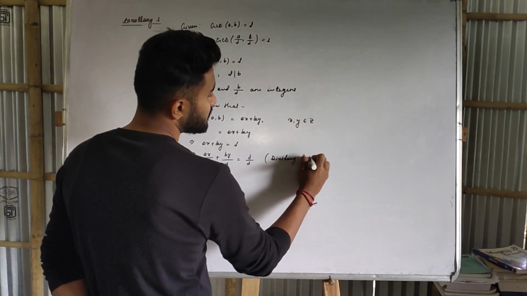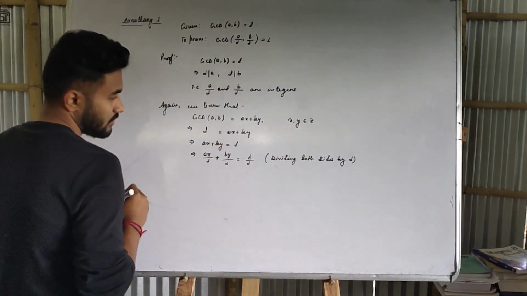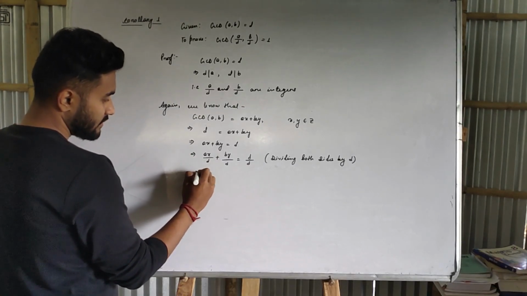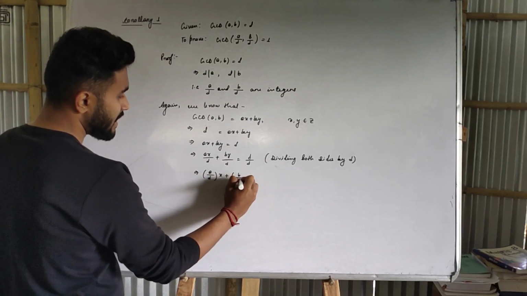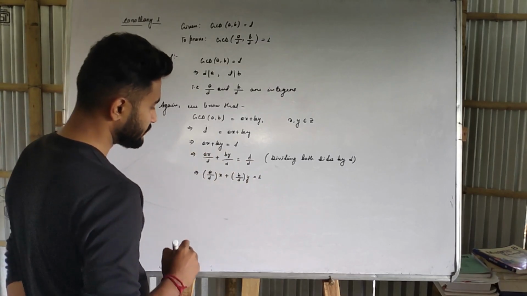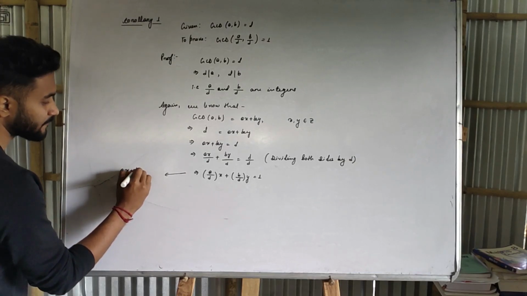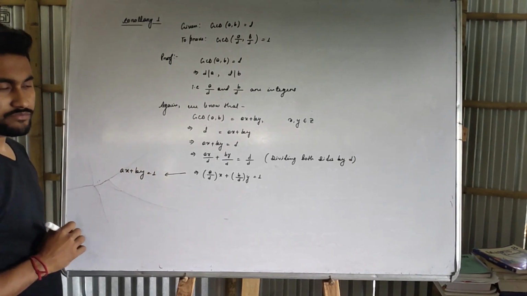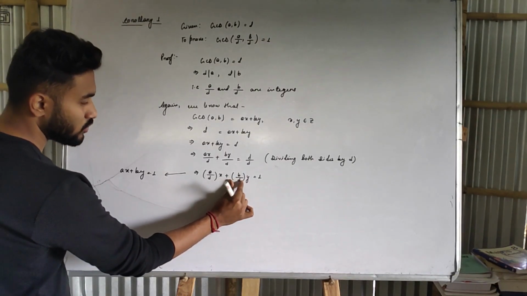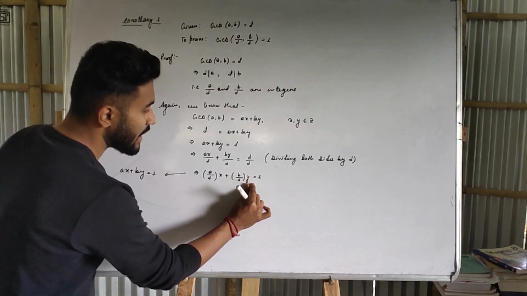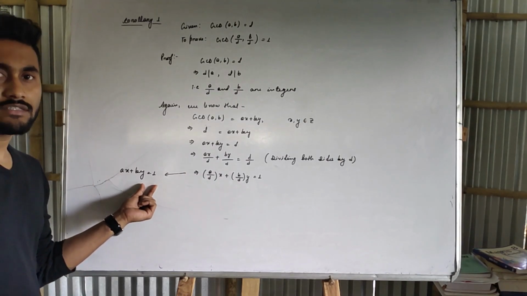Dividing both sides by D. Now if I rearrange this, it will look something like this: A by D times X plus B by D times Y is equal to 1. And if you observe closely, it looks like AX plus BY equal to 1. You assume this whole thing to be A, and this whole bracket part to be B. So it looks like AX plus BY is equal to 1. You have to assume it like this.